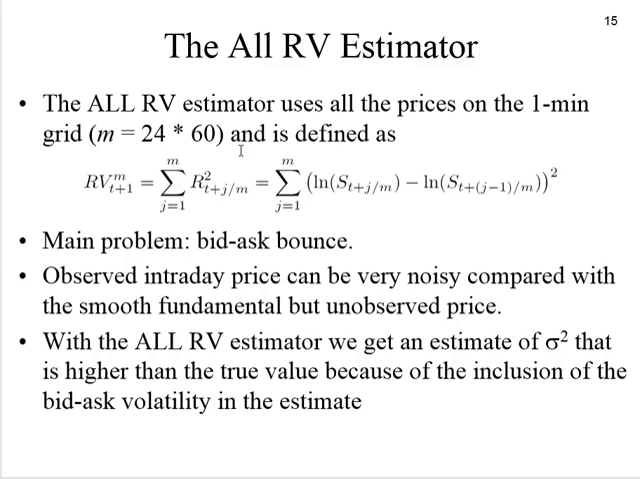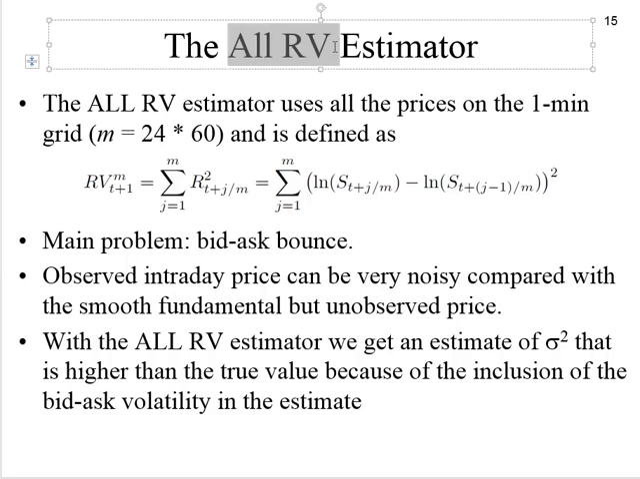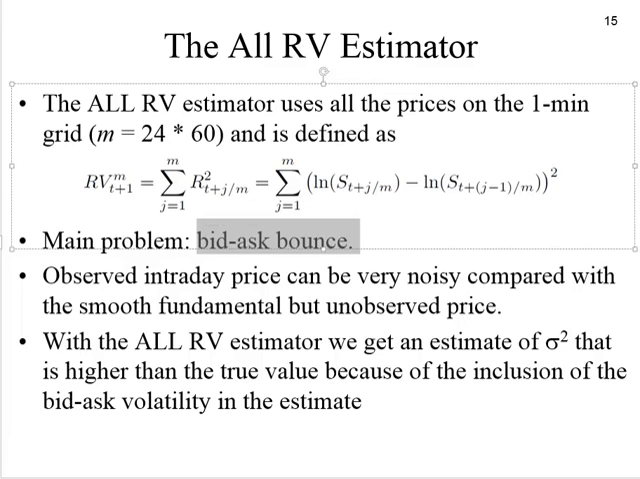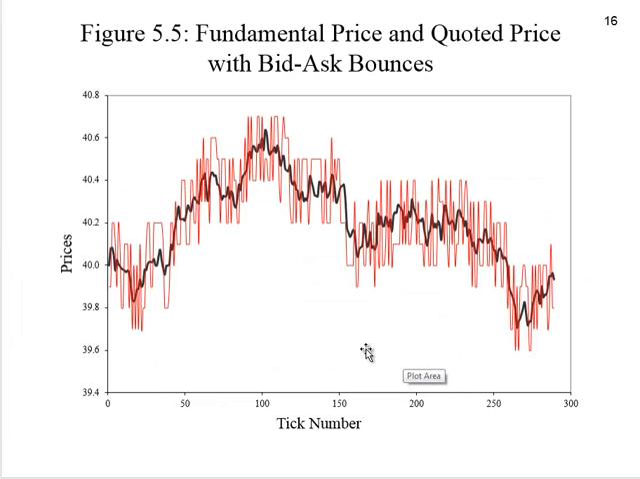The first estimator is called the All RV Estimator. All, because it's going to use all the data available. The main problem when using all returns is the bid-ask bounce. Now what is the bid-ask bounce? The prices are recorded during the day either at the bid or ask prices.